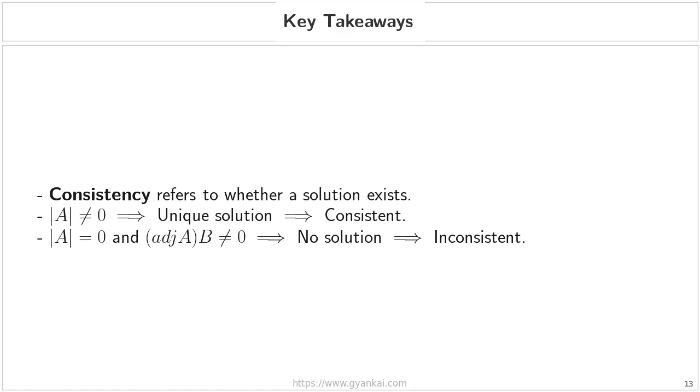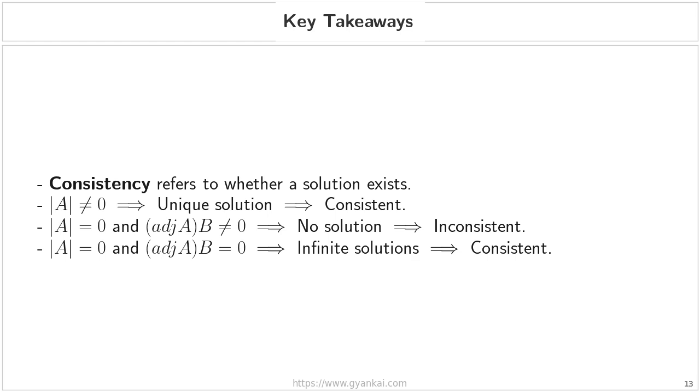In this scenario, if the product of the adjoint of A and the constant matrix B is not equal to 0, then the system has no solution, making it an inconsistent system. Finally, if the determinant of matrix A is equal to 0, but the product of the adjoint of A and the constant matrix B is exactly equal to 0, then the system is consistent, but it possesses infinitely many solutions.